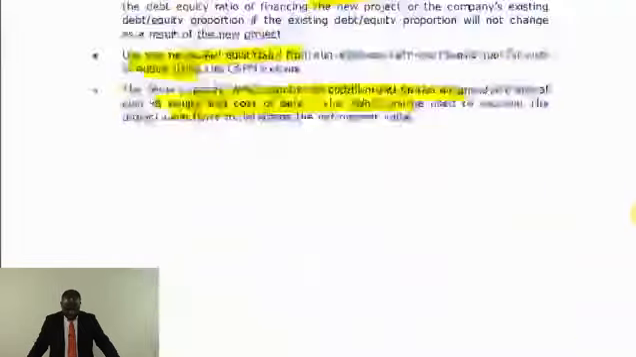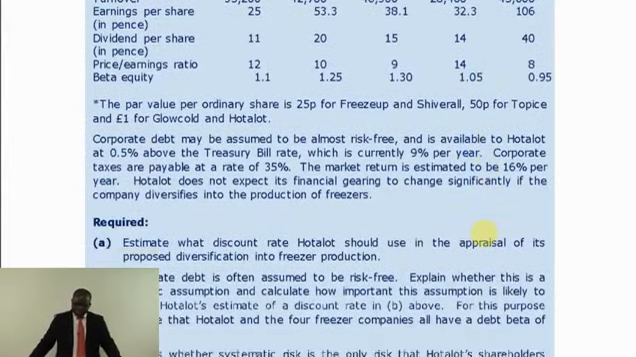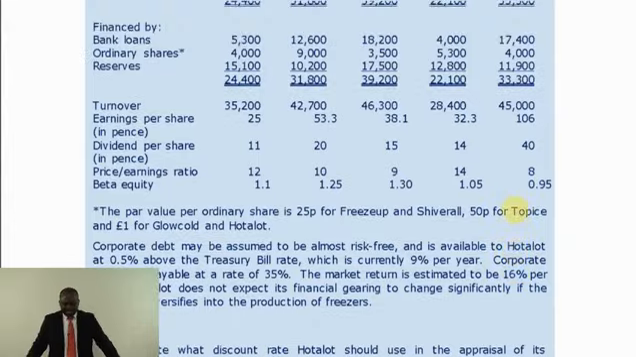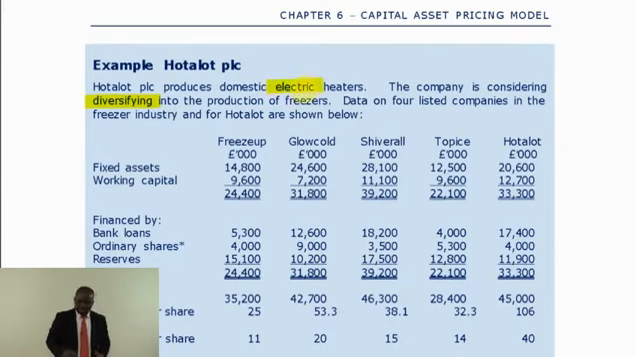Now let me do the A, which is the case. A is, what discount rate should we use to appraise this investment? This investment is telling us that we are diversifying into the freezer. We are in the electric heaters. We are going to freezers. As long as we are diversifying to another area, business risk has changed.